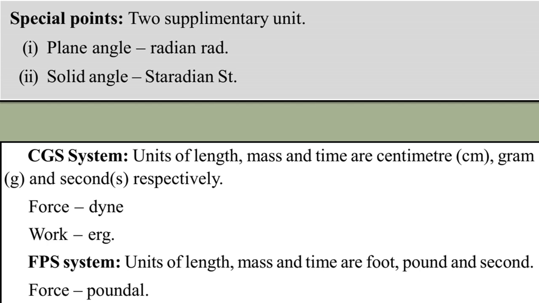There are other systems as we know. CGS is centimeter, gram and second, that is length, mass, time respectively. So force is in dyne, work in erg. Then FPS, that is foot, pound, second. So the units of length, mass and time are foot, pound and second, and force is measured in pound.